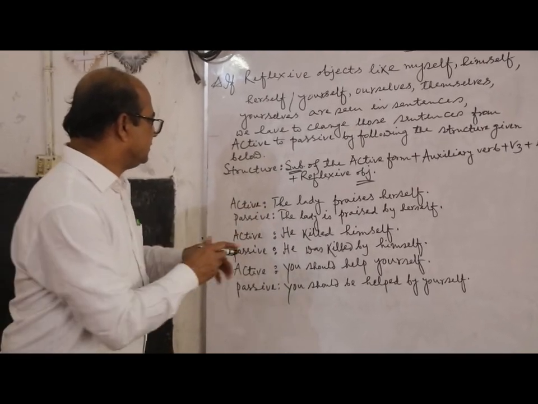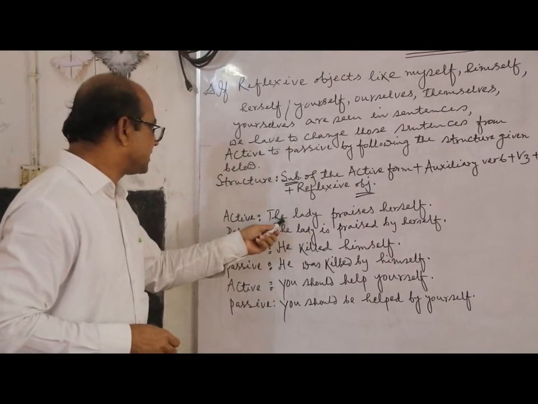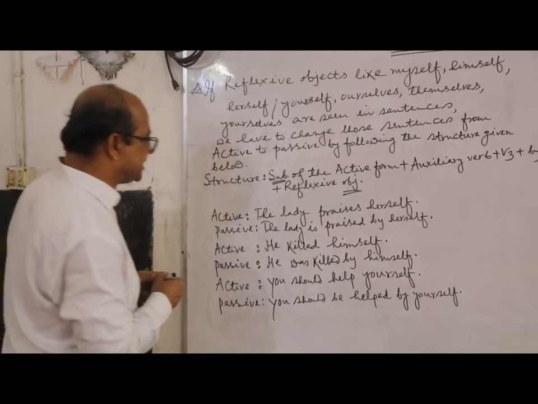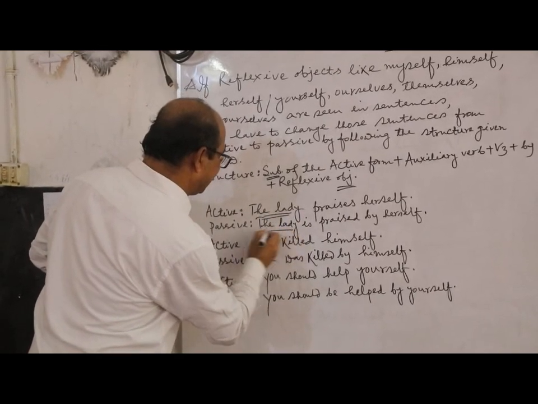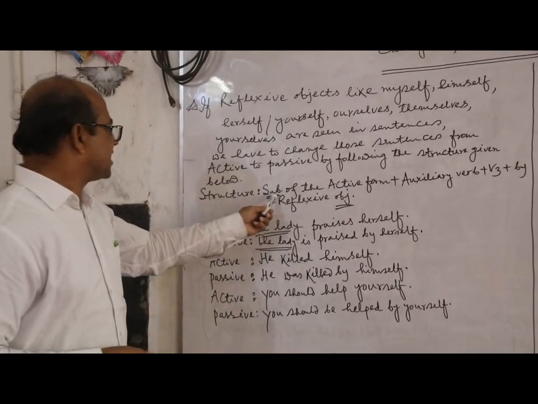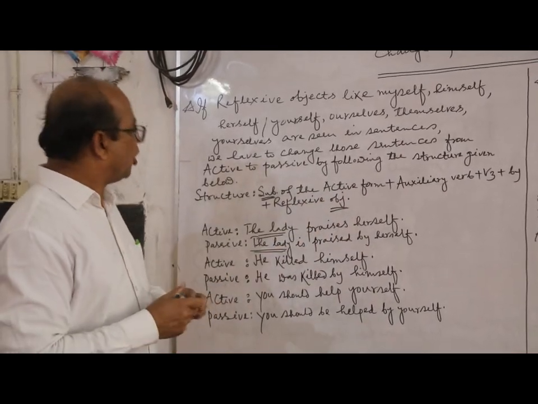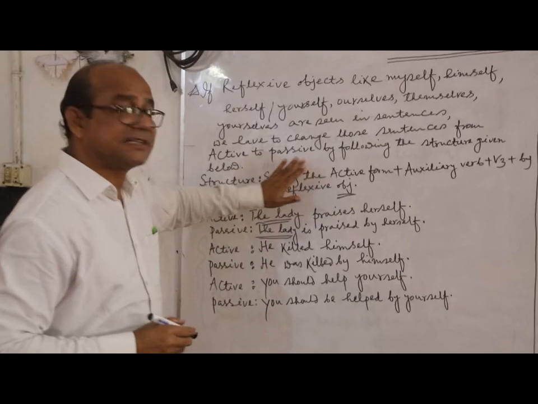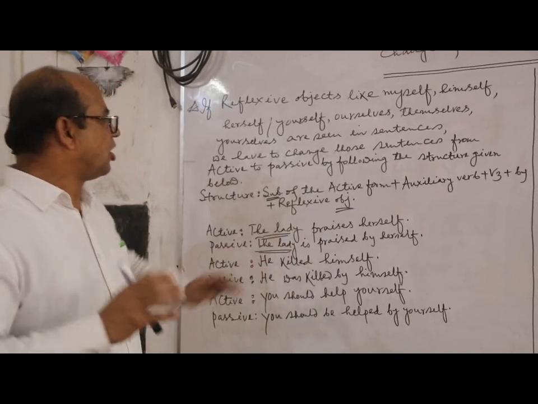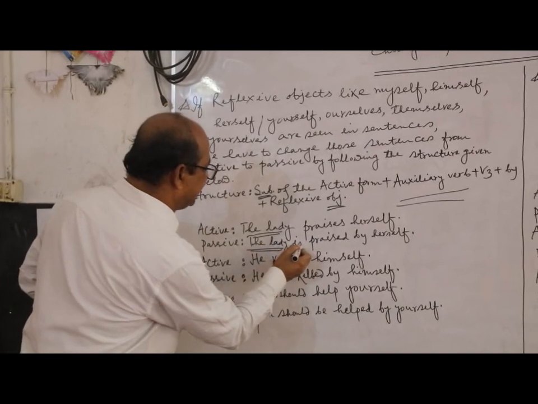Number 1, the lady praises herself. Subject is third person singular number and present indefinite tense. So here the subject is lady, I have used the subject of the active form. In my structure I have also written subject of the active form in Bengali, অর্থাৎ অ্যাক্টিভ মোডেও যে সাবজেক্ট ছিল সেই সাবজেক্টটাই বসবে প্যাসিভে, অর্থাৎ সাবজেক্টের কোনো পরিবর্তন হবে না.